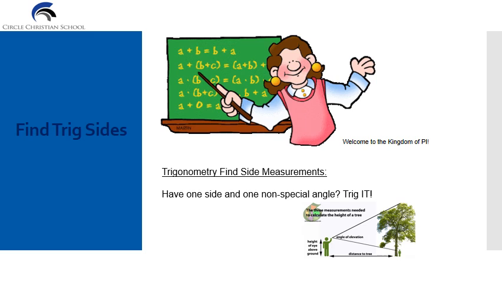Trig ratios, the measurement of a right triangle. Trigonometry. Have one side, one non-special angle. Trig it. This is what we do when we have to find the height of a tree. Remember to always have your calculator in degree mode.